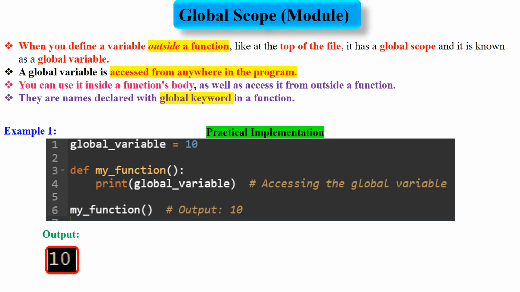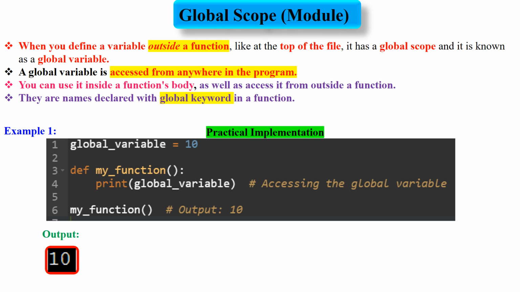Let's learn how to create variables with global scope in Python. When you define a variable outside a function, like at the top of the file, it has a global scope and it is known as a global variable. A global variable can be accessed from anywhere in the program. You can use it inside a function's body, as well as access it from outside a function. They are names declared with the global keyword in a function.